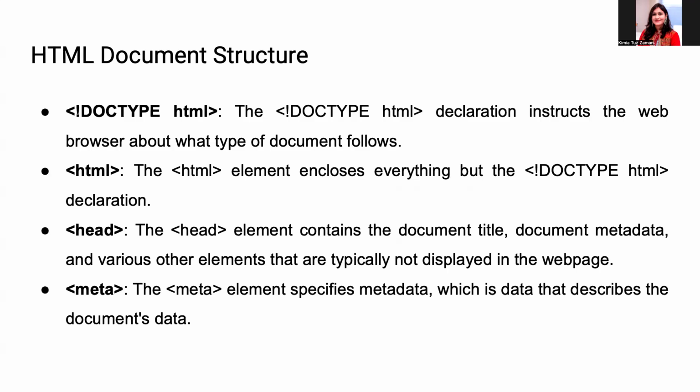Without it, the browser might guess and display things in different weird ways called quirks mode, and we definitely don't want that. So next we have the HTML element. This is like the outer wrapper for the entire page content. Everything except doctype goes inside this HTML tag.